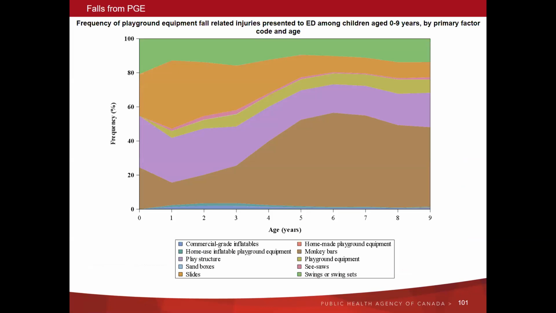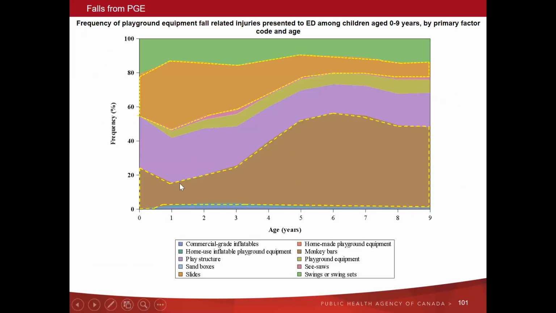If we look at the primary factor code associated with playground-related fall injuries, we can see that falls related to monkey bars increase with age and peak around 6 years of age, whereas falls associated with slides tend to decrease with age. Over here. And then you can also see some interesting patterns with the other factor codes.